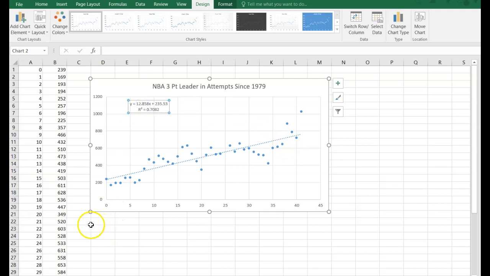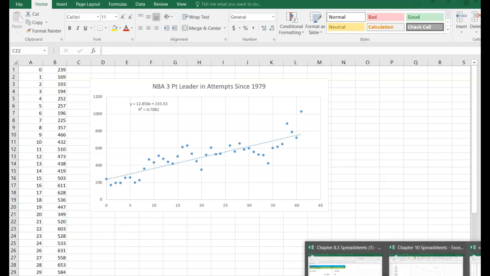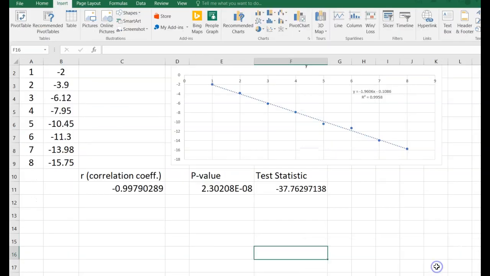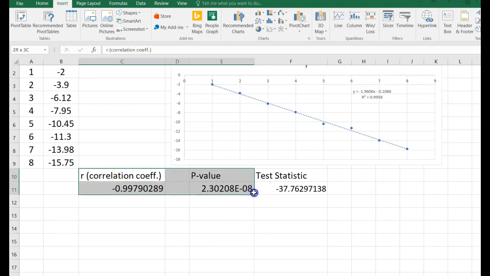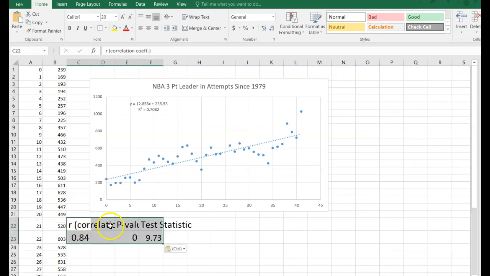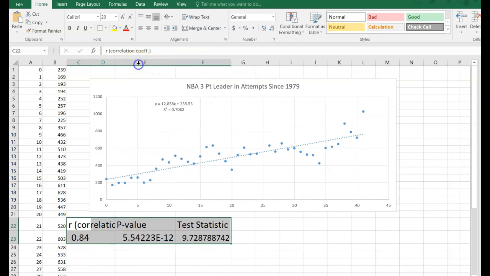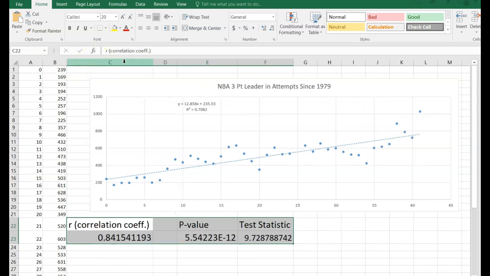In addition to that, I also want to put in all the correlation stuff from this chapter 10 spreadsheet. So all I'd have to do is grab my chapter 10 spreadsheet, click on the R, drag all the way to the right, the p-value and the test statistic, Control C. Come back into my project example, and then Control V. And you do want to make sure when you do this that you put this first cell right up beside your data.